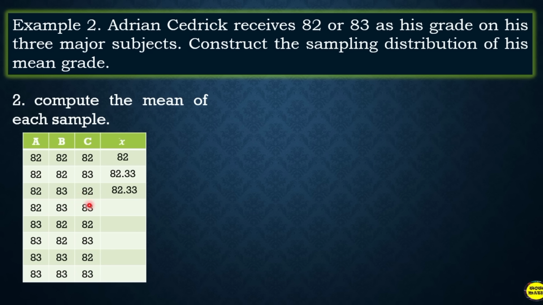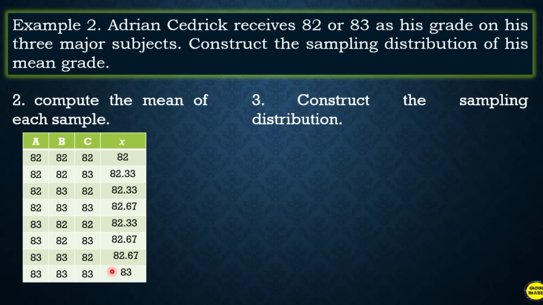82 plus 83 plus 83, divide 3, the answer is 82.67. 83 plus 82 plus 82, divide 3, the answer is 82.33. 83 plus 82 plus 83, divide 3, that is 82.67. 83 plus 83 plus 82, divide 3, that is 82.67. Then add the last 3 remaining grade. So, divide 3, the answer is 83. Okay, ano yung sunod? Yes, i-construct na natin ngayon yung sampling distribution.